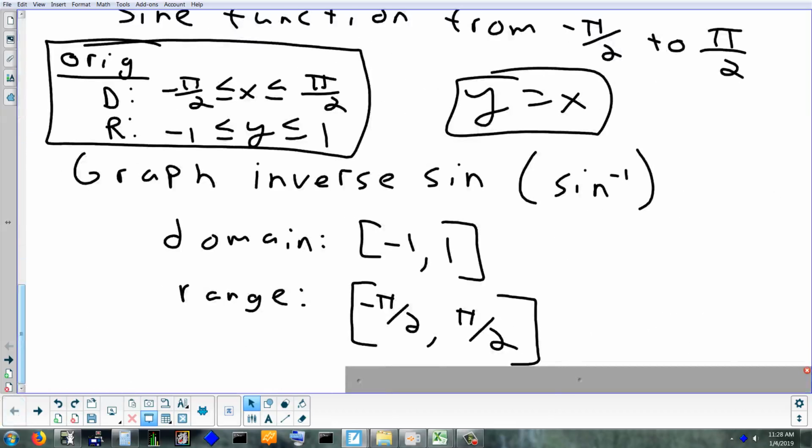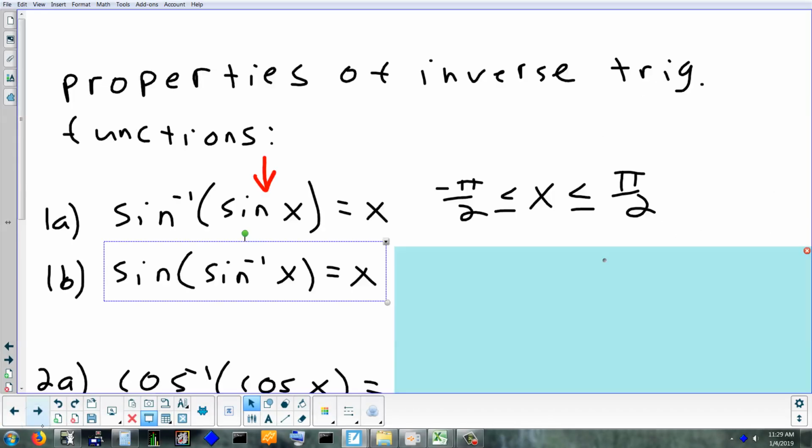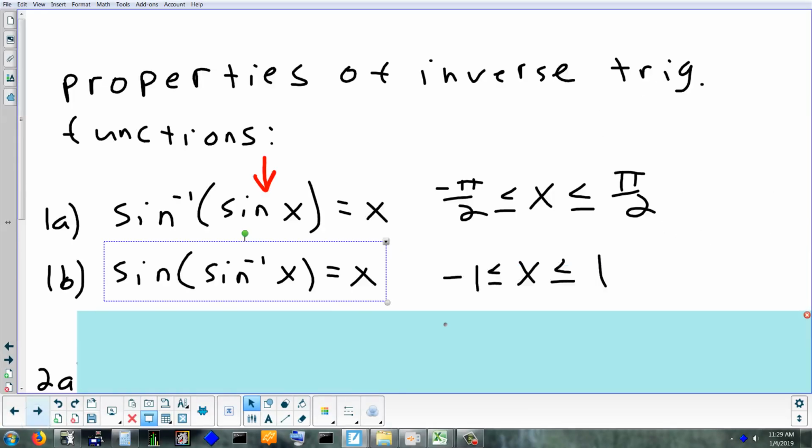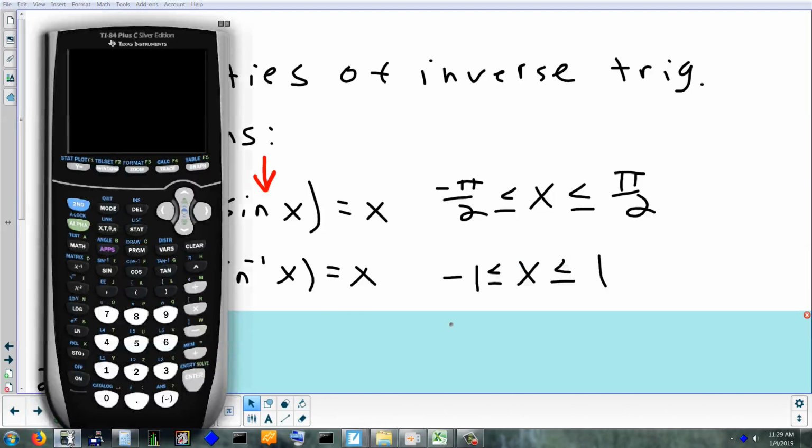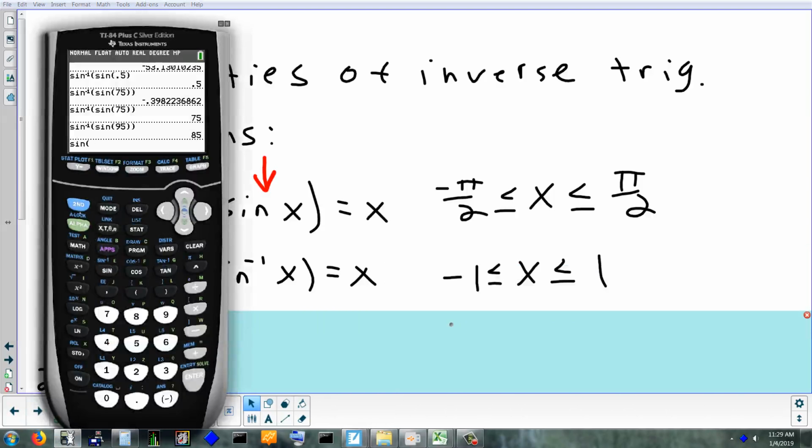What's the domain of inverse sine? Gabe? Negative 1 to 1. The domain is negative 1 to 1. That's the restriction here. The restriction on these formulas always comes from the domain of the inside function, if that helps you to remember it. All right, so you could type in something like sine of inverse sine of 0.6. And when you hit enter, you're going to get 0.6.